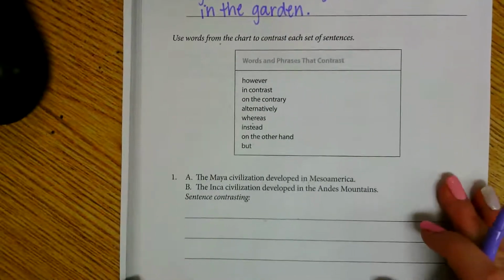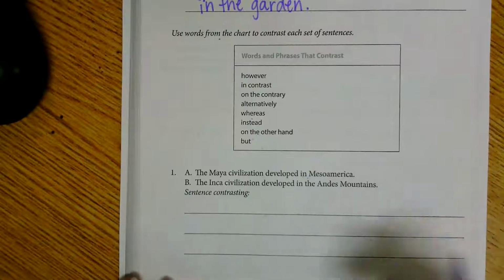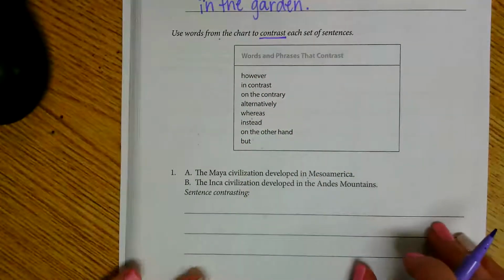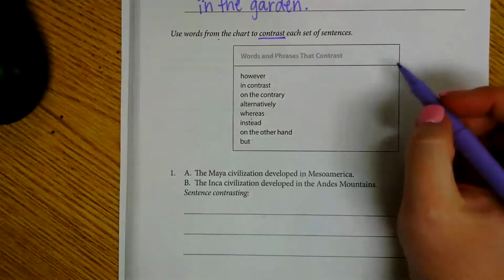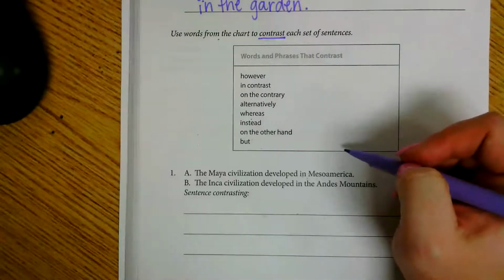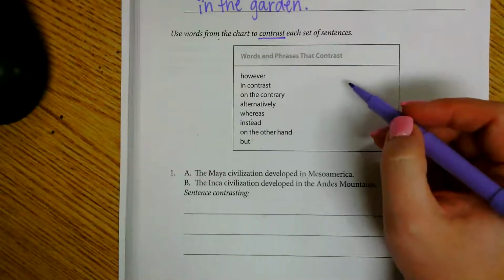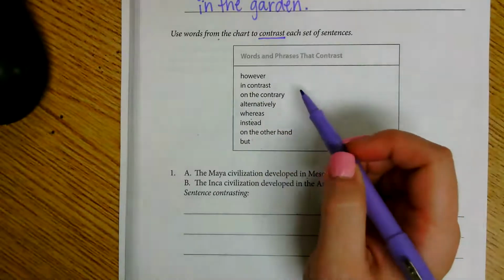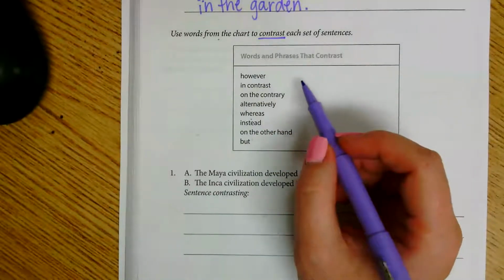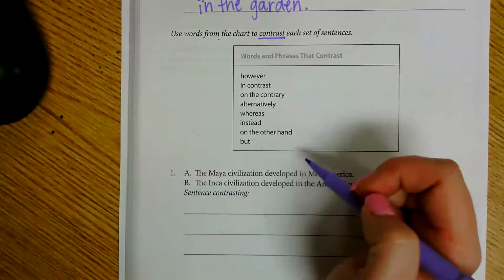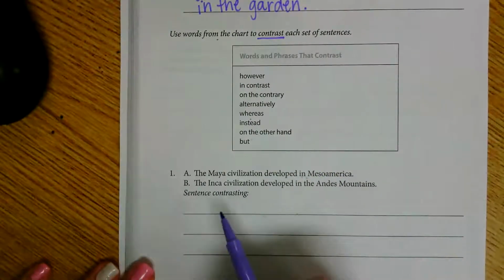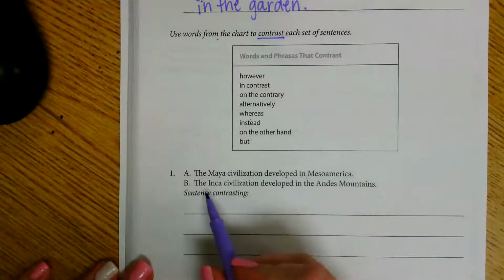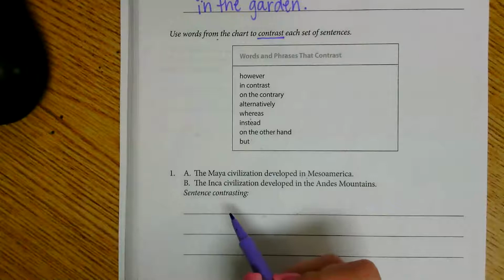These directions say use words from the chart to contrast each set of sentences. So if I am contrasting, I know that I am telling how they are different. So just like before, we do have a set of words or phrases we need to choose from. However, notice that these are different words or phrases. That is because we are no longer talking about how things are alike. We are talking about how they are different. So this one says the Maya civilization developed in Mesoamerica. The next one says the Inca civilization developed in the Andes Mountains.